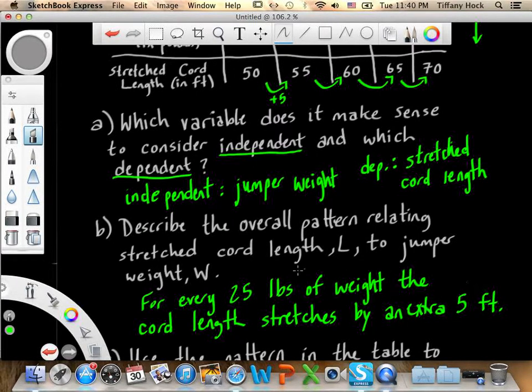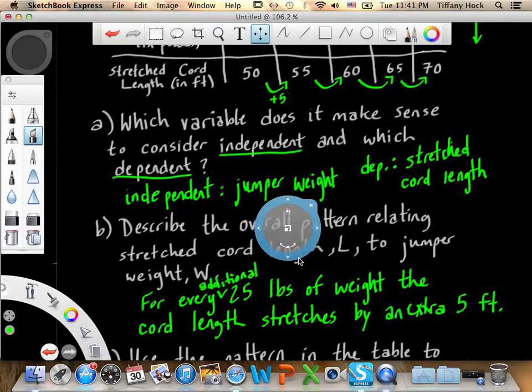foot of extra stretch length, or if you went all the way down to 1 pound, that's only 1/5 or 0.2 feet. Okay, but it's fine just looking at the pattern and understanding that every time the weight increases 25 pounds, the cord length is stretching by an extra 5 feet. And we may want to say for every additional, I want to actually add this word back in. So for every additional 25 pounds of weight, the cord length stretches by an extra 5 feet. Okay, so that's the overall pattern we see here.